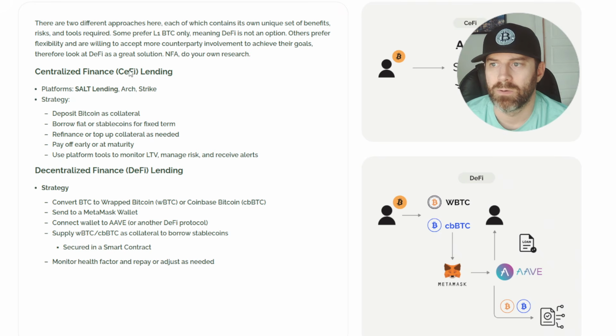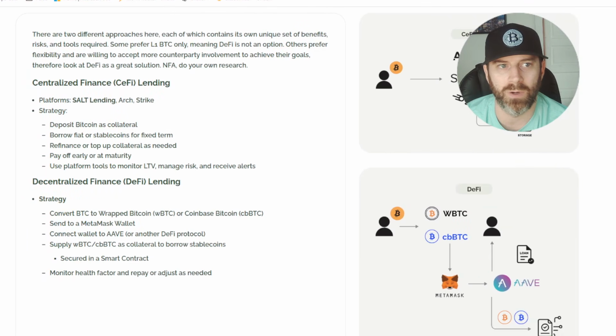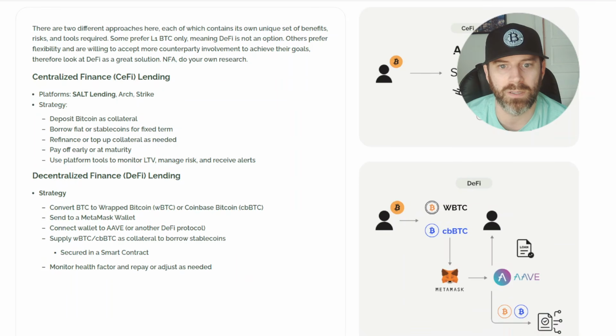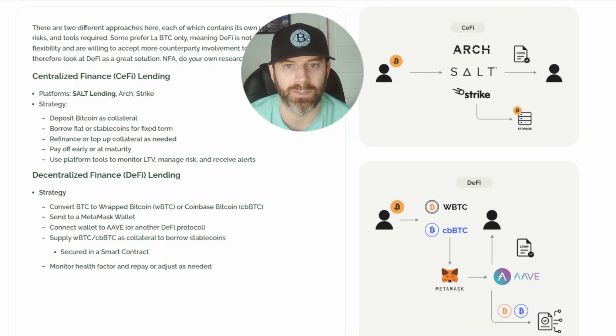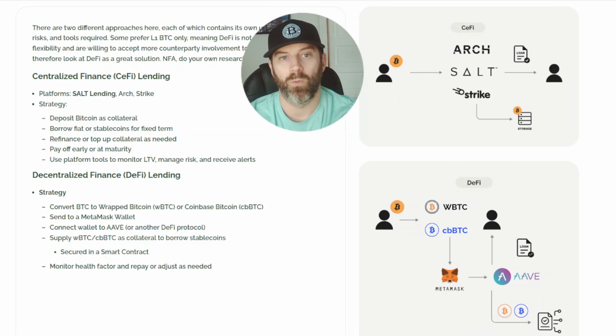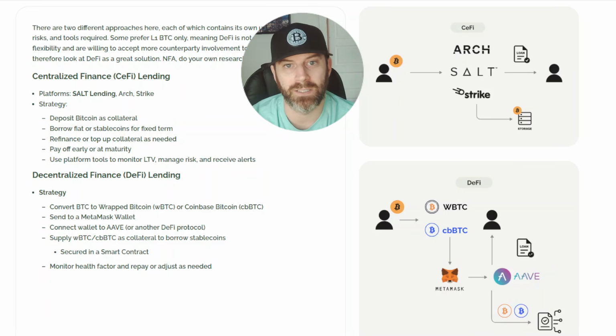And so there's really a couple ways to do this as well. You don't have to necessarily use one or the other. One isn't better or worse than the other. They just represent the two different models that exist, or at least that I use. Right? One is using a CeFi lender like Salt Lending.